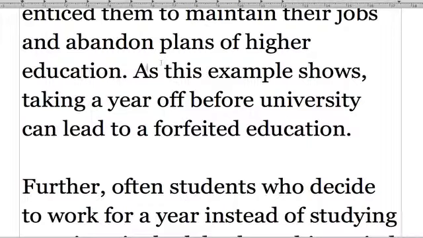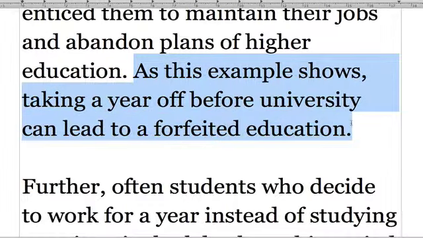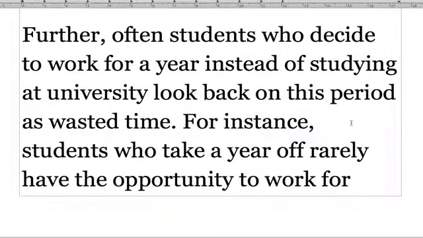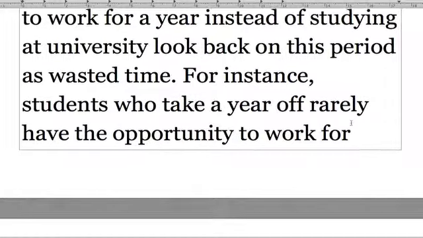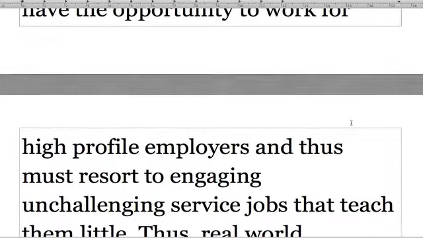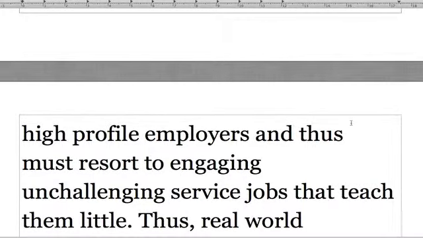Okay, so we can see a very clear conclusion being drawn from this that illustrates that this is a disadvantage. Further, often students who decide to work for a year instead of studying at university look back on this period as wasted time. For instance, students who take a year off rarely have the opportunity to work for high-profile employers, and thus must resort to unchallenging service jobs that teach them little.